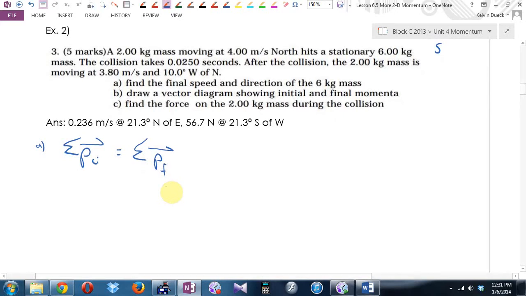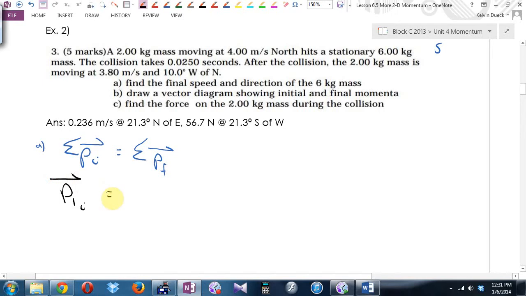Before the collision, what's moving? Mass 1, mass 2, or both? The 2 kilogram mass is moving. So we have momentum 1 initial.